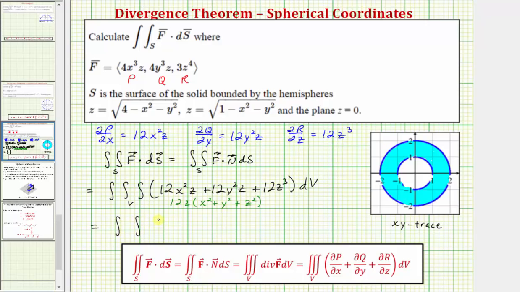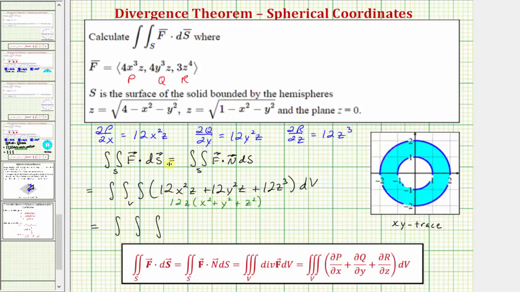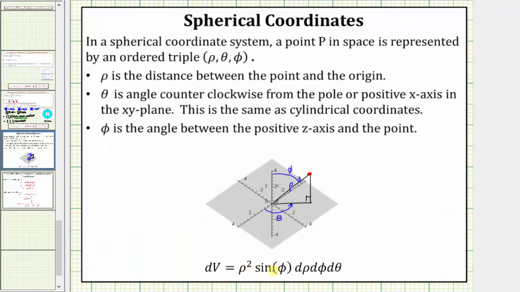We'll come back to the limits of integration. 12z, again where z equals rho cosine phi, so we have 12 rho cosine phi. And then x squared plus y squared plus z squared equals rho squared. And then for spherical coordinates, remember dV is equal to rho squared sine phi d rho d phi d theta.